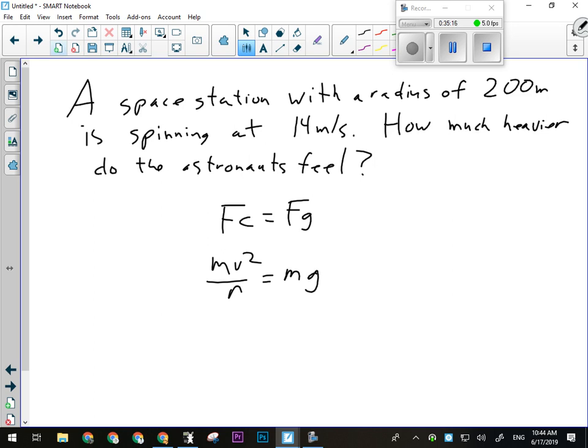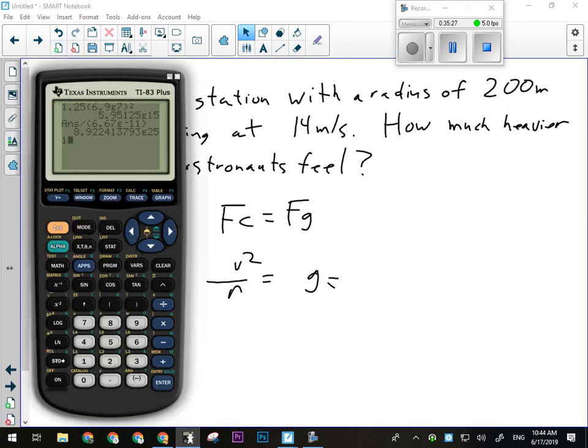What happens to the m's? They cancel. Everybody inside feels the same way in relation to how they feel on Earth. So I just go v squared over r, and that'll give me the acceleration due to gravity. So 14 squared, divided by 200. Oh, they almost feel normal. 0.9, no, sorry, they don't. They feel a tenth of normal. Yeah, this is not a very good space station. Apparently. Okay, this is one tenth Earth gravity.